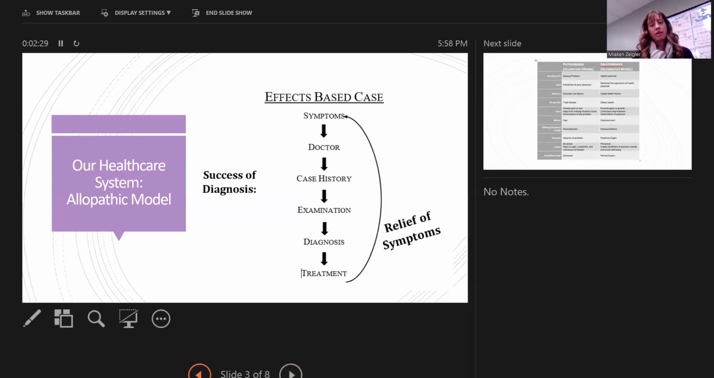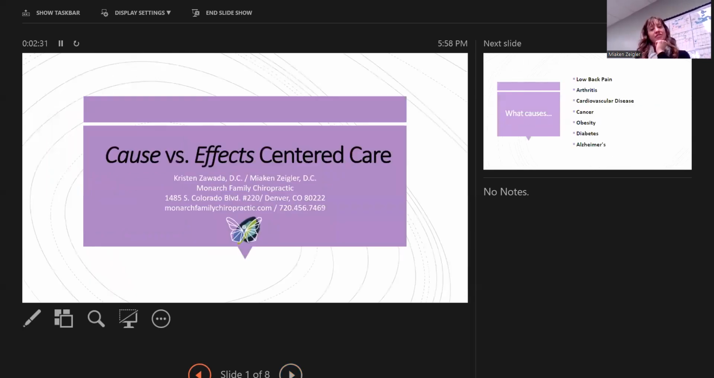When we're starting with cause versus effects-centered care, I want you to understand that the paradigm that we live in, in terms of our healthcare system, is called pathogenesis. Pathogenesis is the birth or study of disease, what causes disease. And the goal in allopathic medicine, in a pathogenic model, is to get rid of the disease.